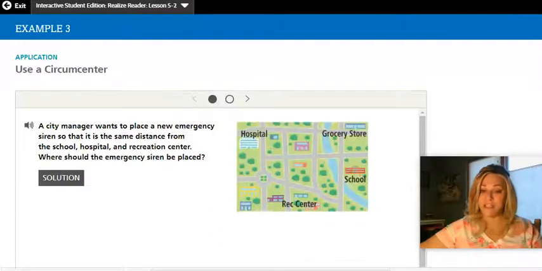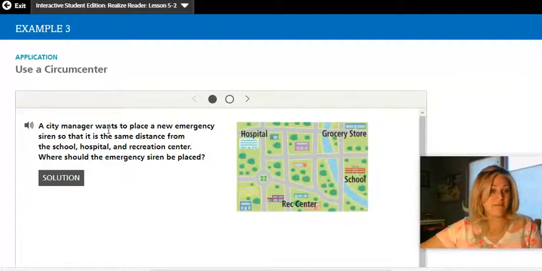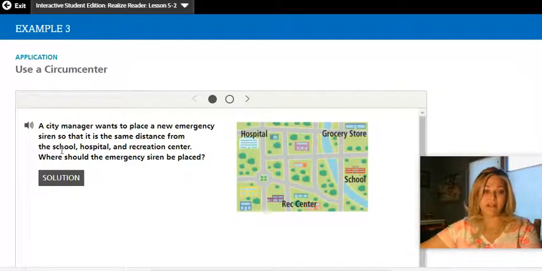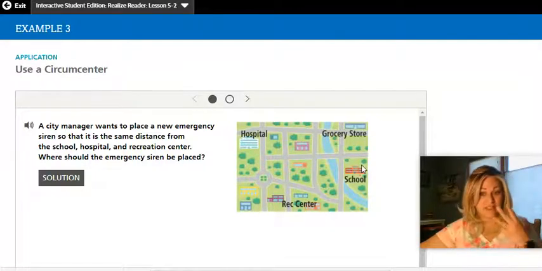And now we're going to actually use it. So I have a city manager who wants to place an emergency siren so it's the same distance from schools, hospitals, and recreation. So the rec center, the hospital, and the school. So we need something equidistant from all 3 points. Notice 3 points.